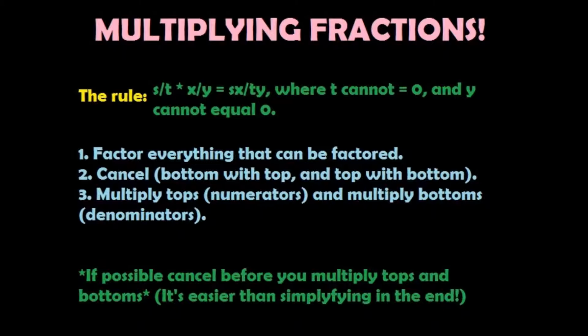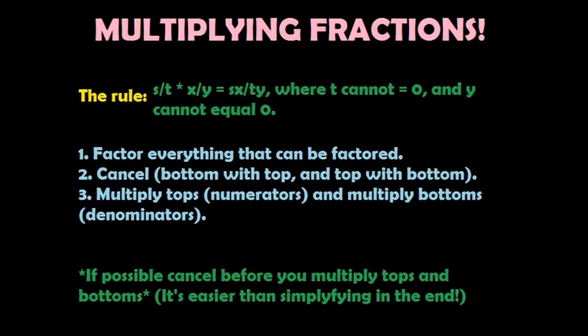Now let's move on to multiplying fractions. With normal fractions, which you did a couple of years ago, multiplying and dividing was a lot easier than adding and subtracting. The situation is the same here, except there are some rules. And those are the denominator cannot equal 0. So, for example, s over t times x over y equals s times x over t times y, where t cannot equal 0 and y can't equal 0 either.